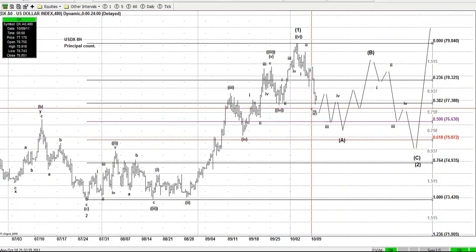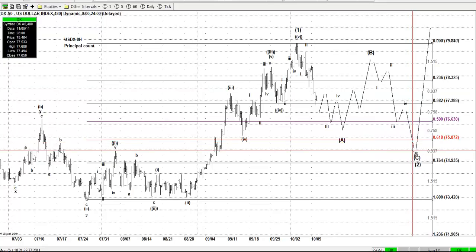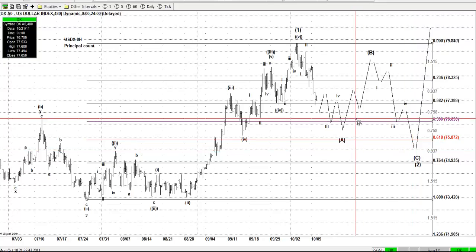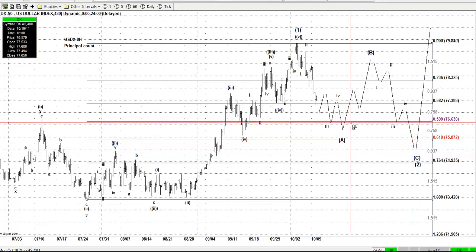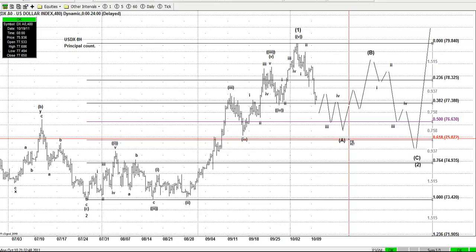The way the structure looks to be, this is the path instead of the corrective one, but either one can be the case. Looking to buy the dollar 76.63, 75.87, 74.93. That's why we have the dollar CAD order in place to looking to buy around that area. Now, that's for the dollar.